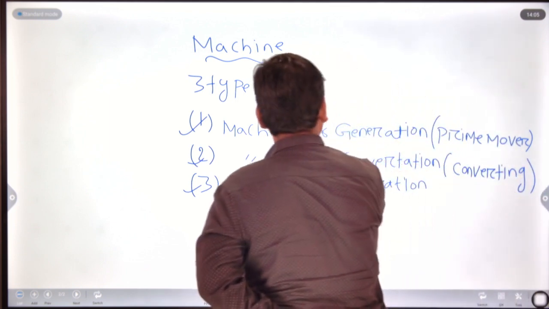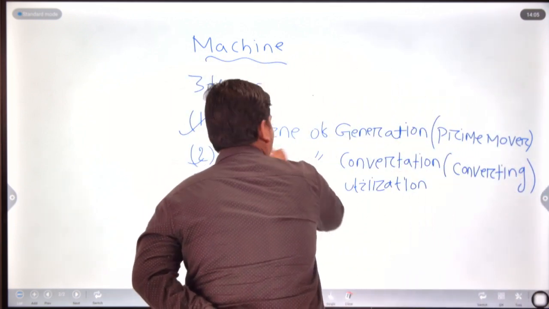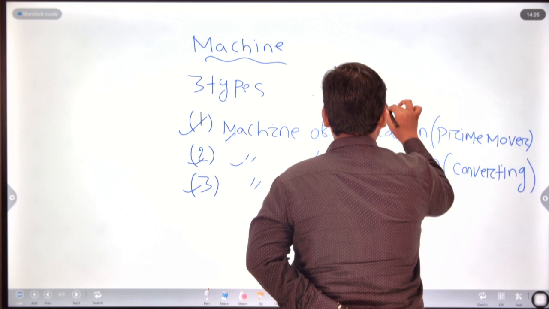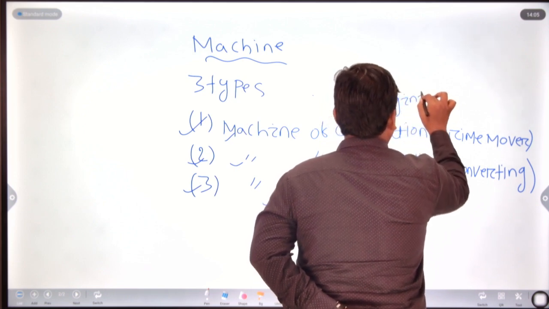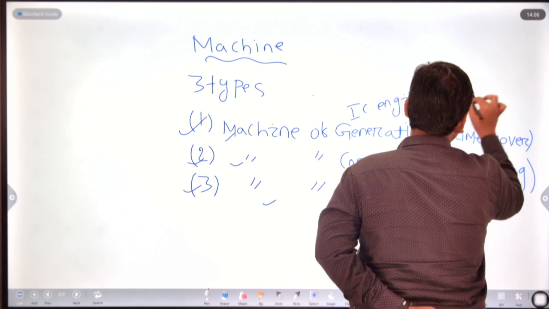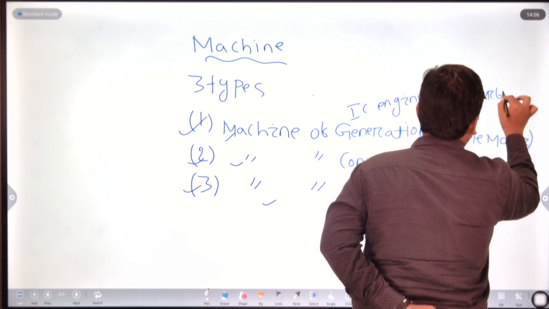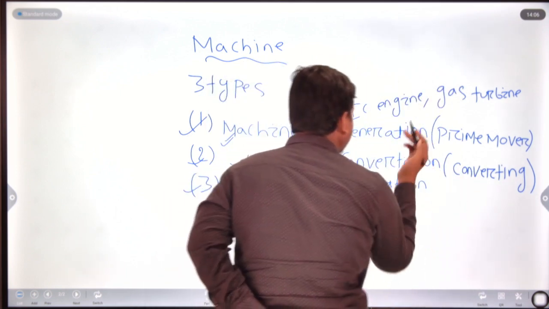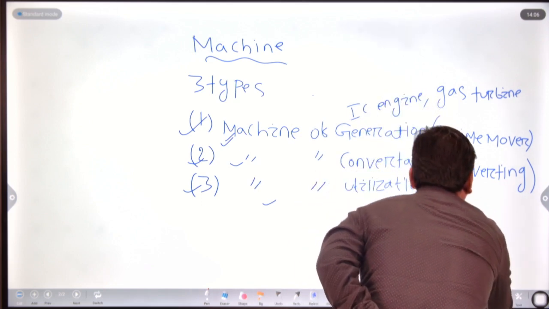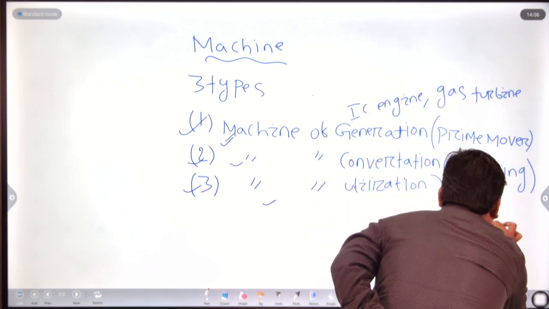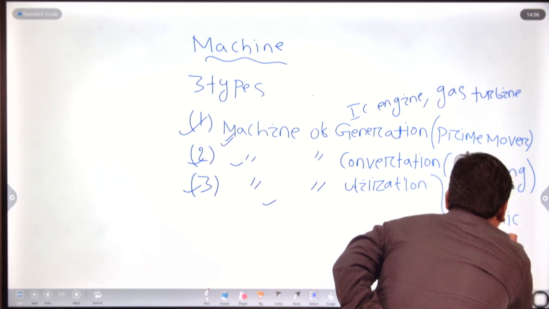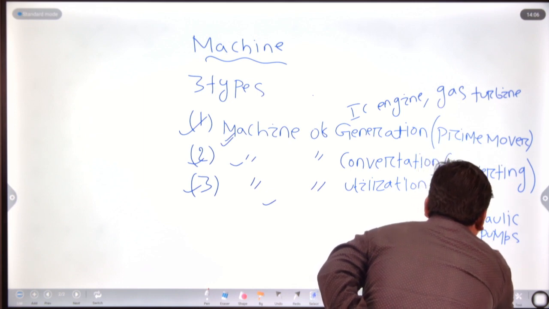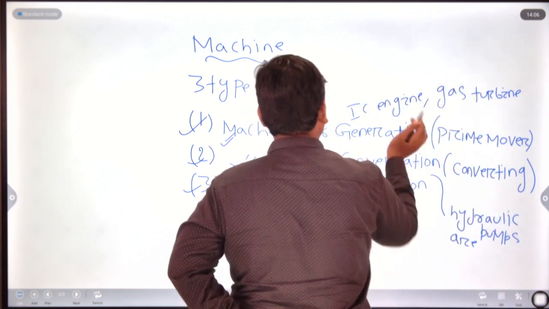What are the examples of machine of generation, machine of conversion and machine of utilization? ICE engine and gas turbine are examples of what? Machine of generation. Machine of conversion, hydraulic pumps are examples of what? Machine of conversion.